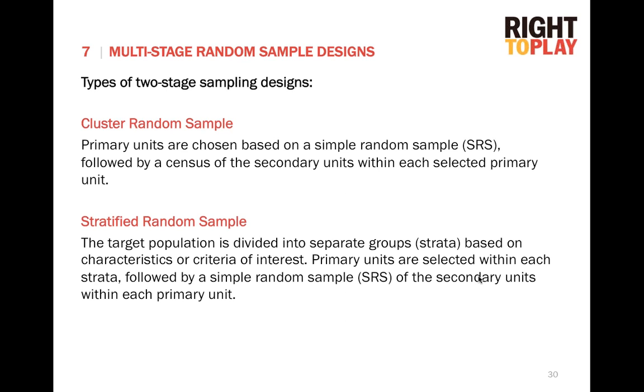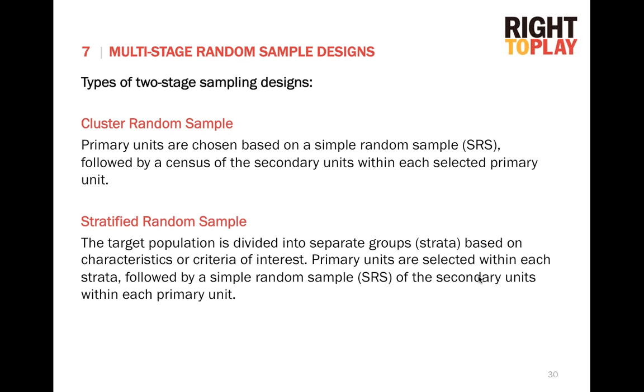With the cluster random sample, the primary units are chosen based on a simple random sample, like we just did, and then that's followed by a census of the secondary units within the primary unit. So what that means is that you randomly select your primary units, and then you end up going to survey all of the secondary units within each of the primary units. I'm going to go through some examples so that everyone can see exactly how this works, but just bear with me as I go through the actual technical definitions.